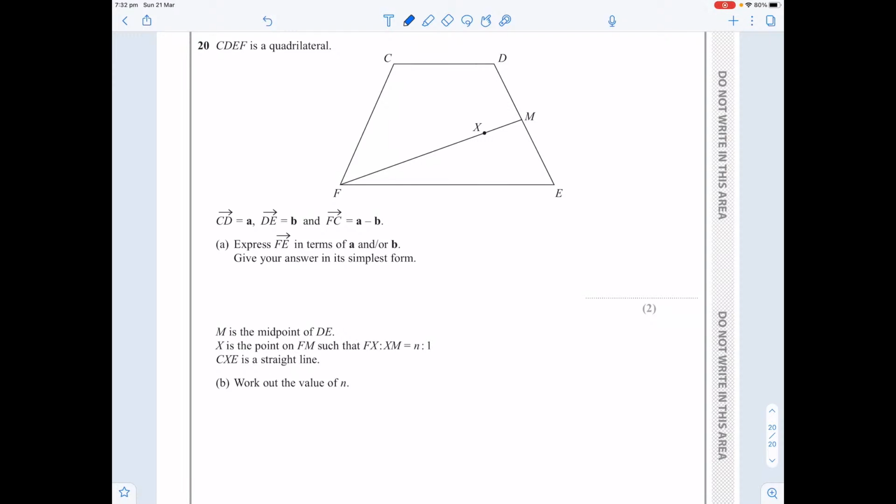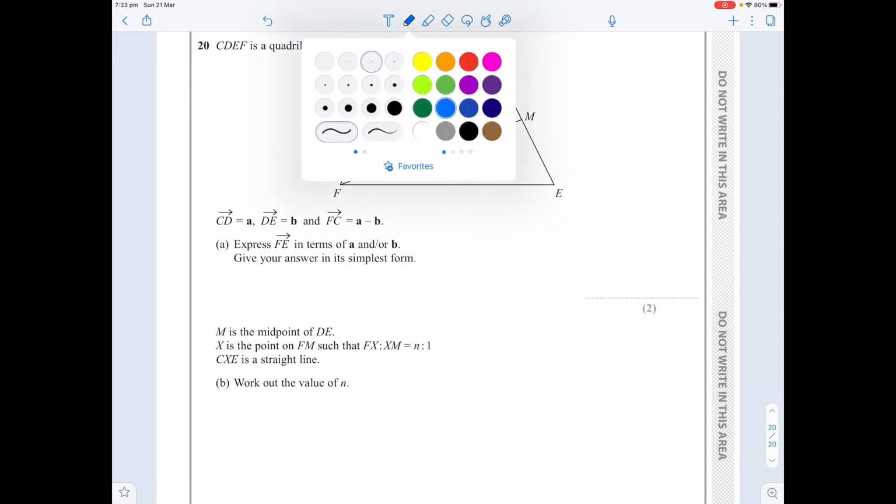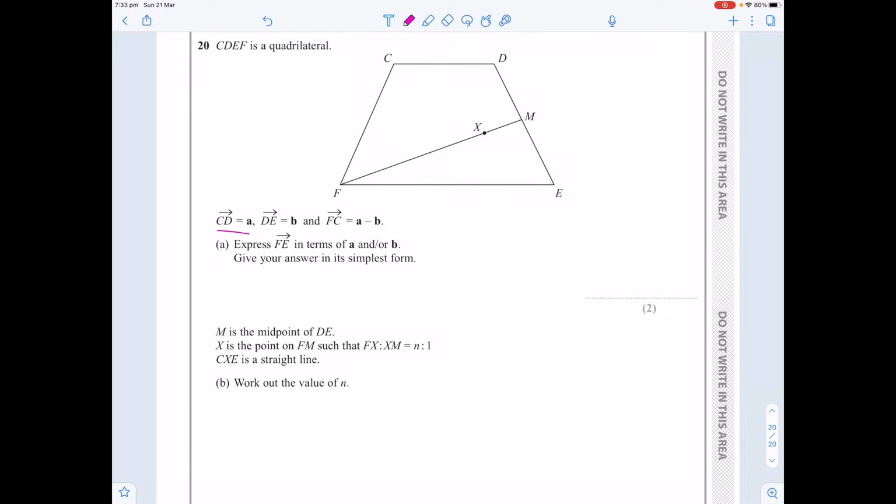Okay, right. So let's have a read. We have CDEF, a quadrilateral, and CD is A, DE is B, and FC is A minus B. So let's mark those things in right now. We are told that CD is A, so let's write that right there. We are told that DE is B, so right here, all the way, is B. And we are told that FC is A minus B. Express FE in terms of A and/or B, giving your answer in its simplest form.